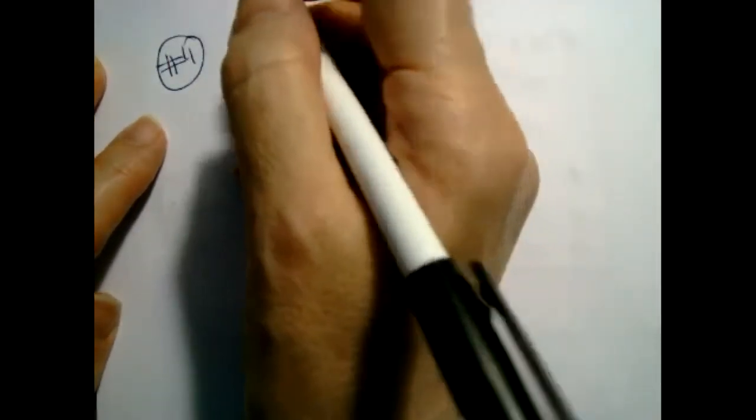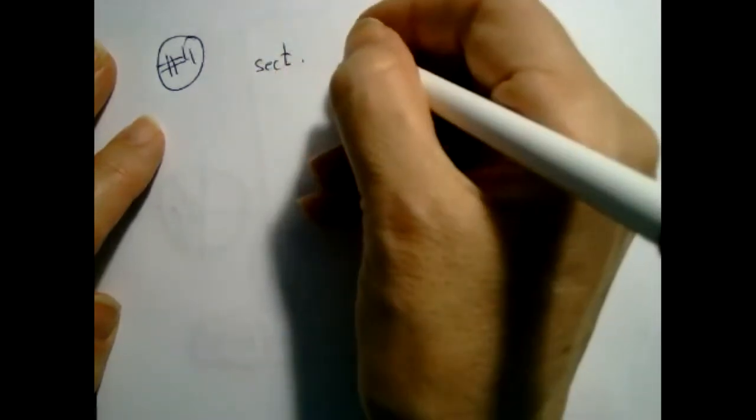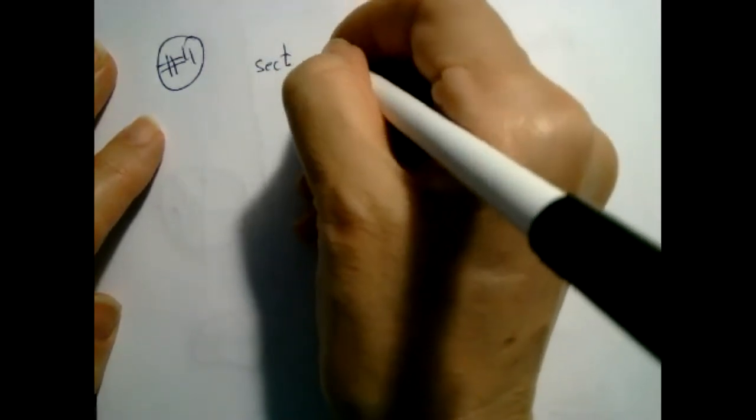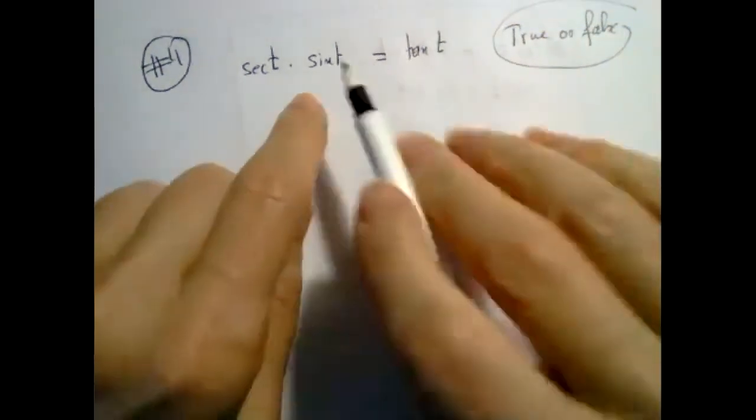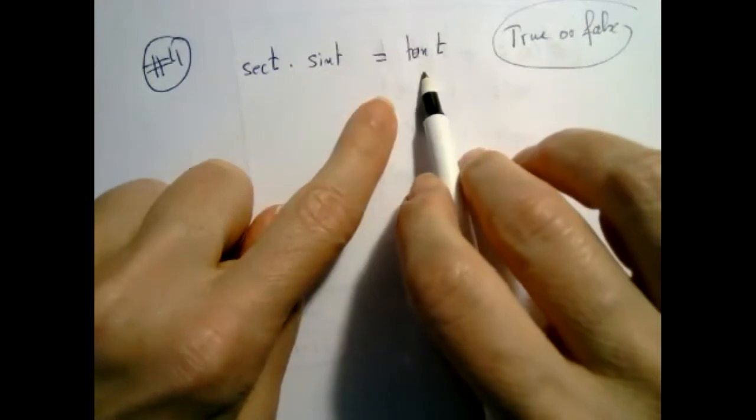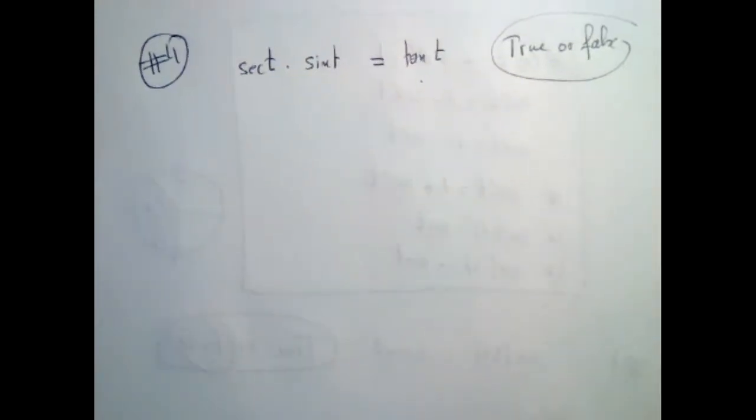Okay, and the question is, are those equal? Secant t times the sine of t, is this equal to tangent t? True or false? True, you justify. False, you give me an example to show me it's false. True, it means no matter what t is, those will be the same. All right, back to you, true or false.